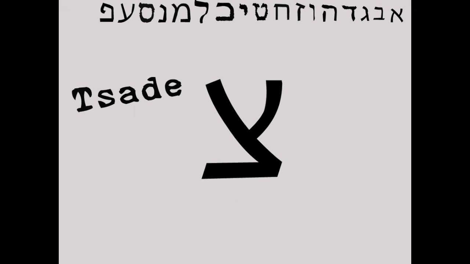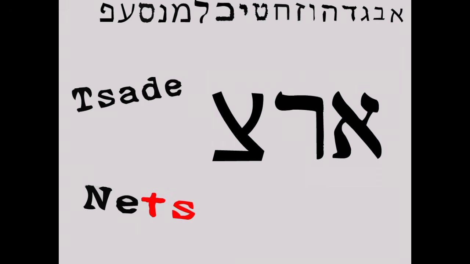The next letter is Tsade. Tsade makes a ts sound. Think of the word nets. Tsade also takes a final form as well. Whenever you see it at the end of a word, it looks something like this.